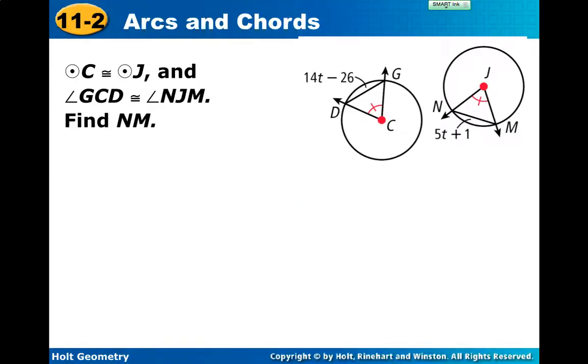Okay, how about this one? Let's think through and see what part of that theorem we're using. We have circle C congruent to circle J, so those two circles are congruent, same size. And it gives us central angle GCD in that circle, congruent to the central angle NJM in the other circle. So look through the theorem. Which part is this? Part 1, 2, or 3?